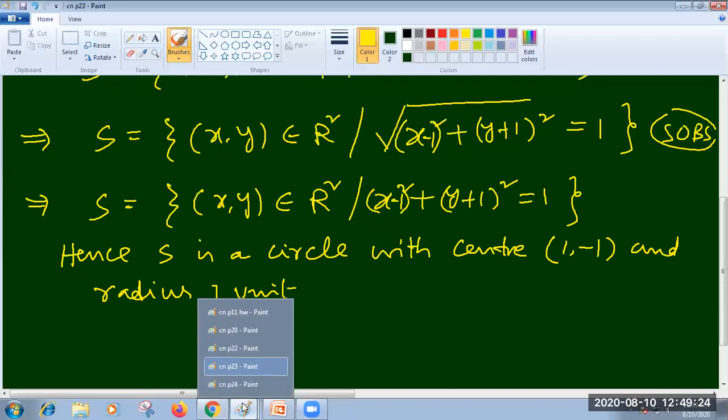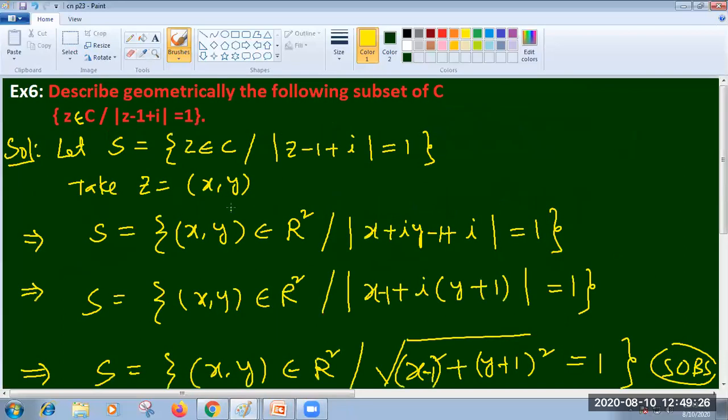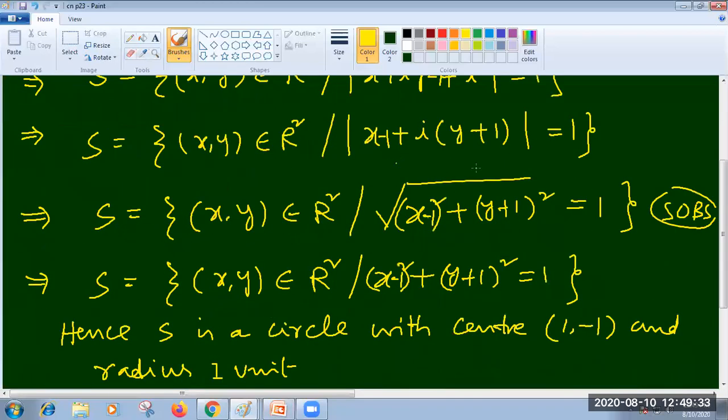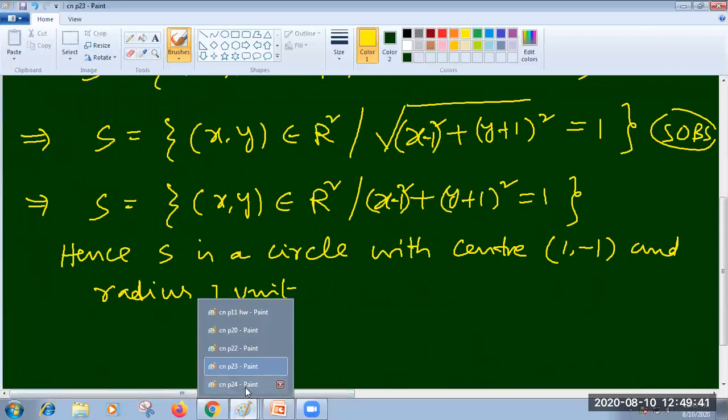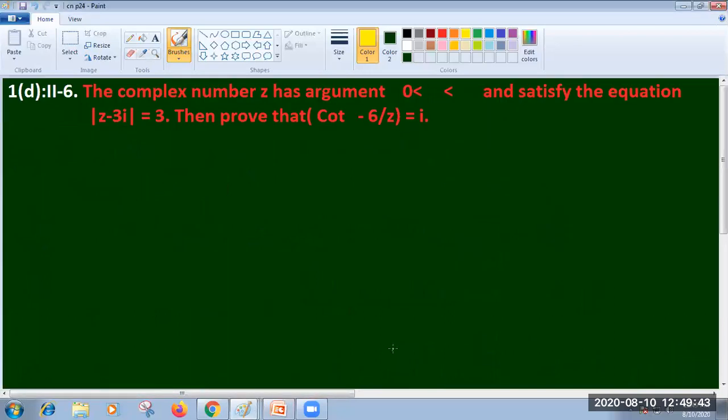Now very simple, taking z as x plus iy and taking the modulus, we get an equation of a circle. Here this set represents an equation of a circle. Now let us take one more problem. It is from your textbook.